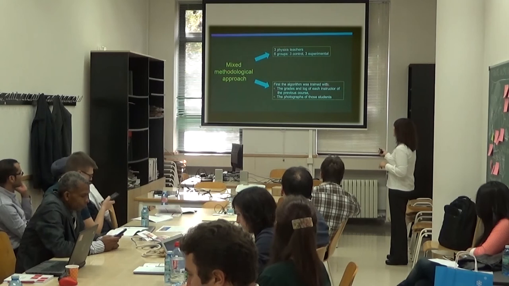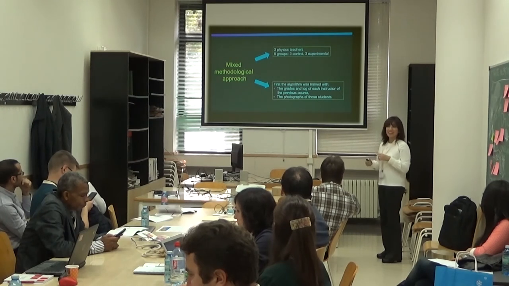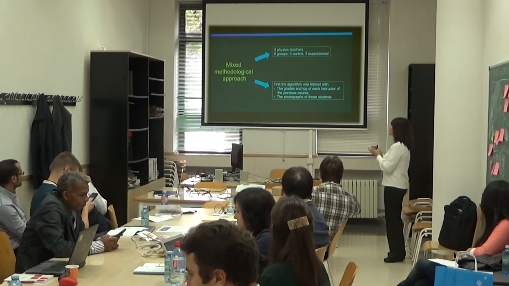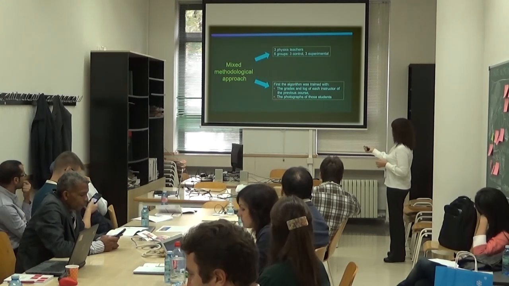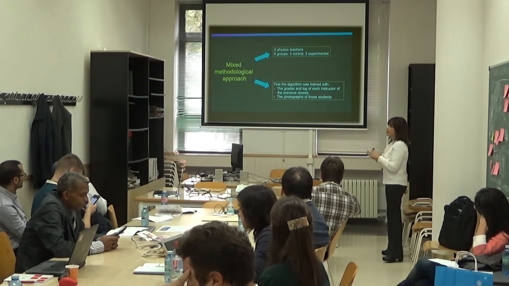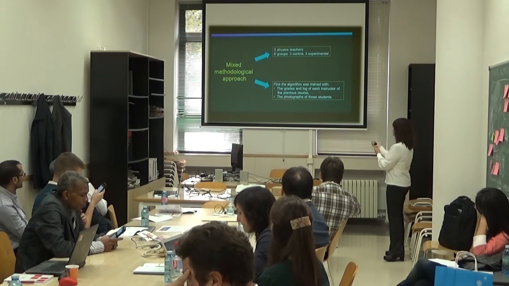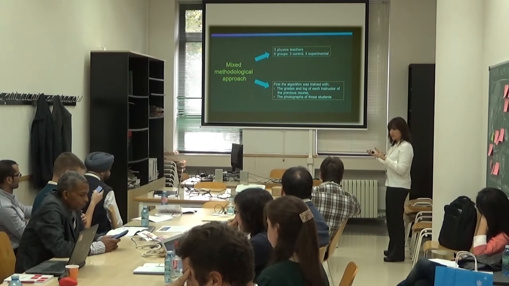First, the algorithm was trained. For me this is very funny, because the algorithm has to understand what way to take. So the training data was the grades and log of each instructor from the previous course, because this research was at the beginning of the course. And the photograph of this student.